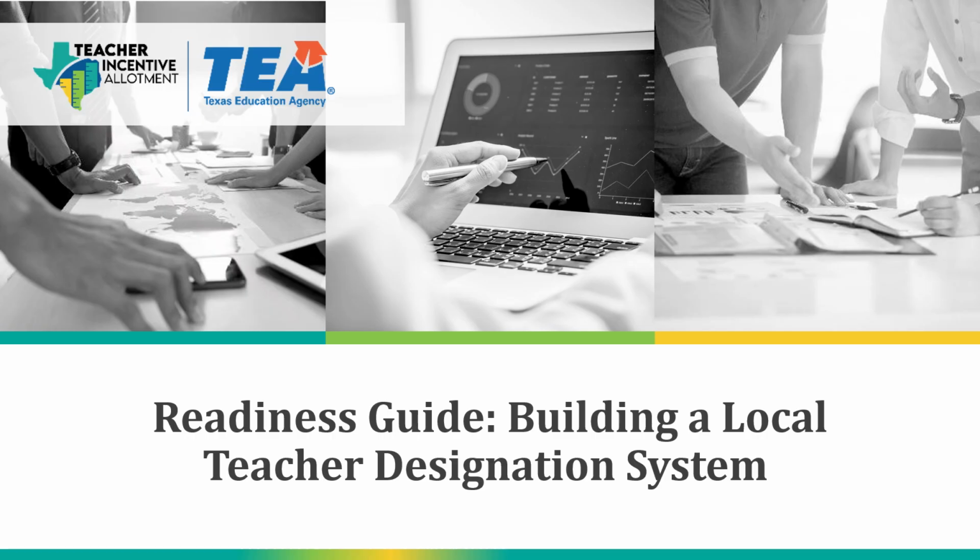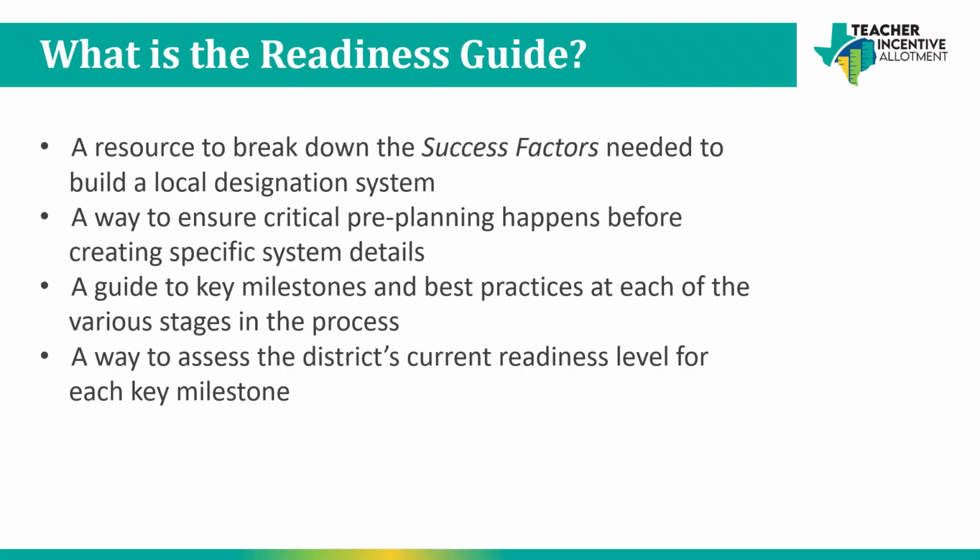Now we're going to go into the resource we have for you for today, which is the Readiness Guide. It's a readiness guide for how you can build your local teacher designation system. It's a resource, and it just breaks down the success factors that are needed to build a successful local designation system. So there are 7 success factors, and this is a way to ensure that that critical pre-planning happens before you start creating specific system details.